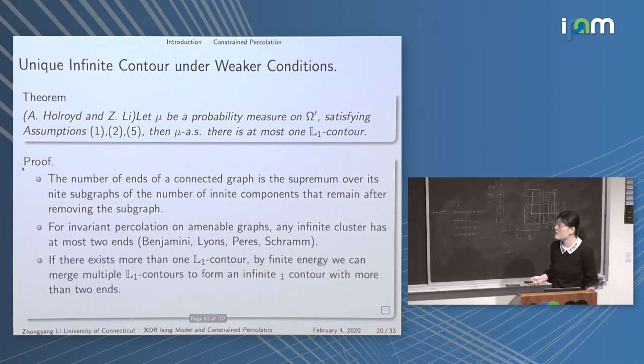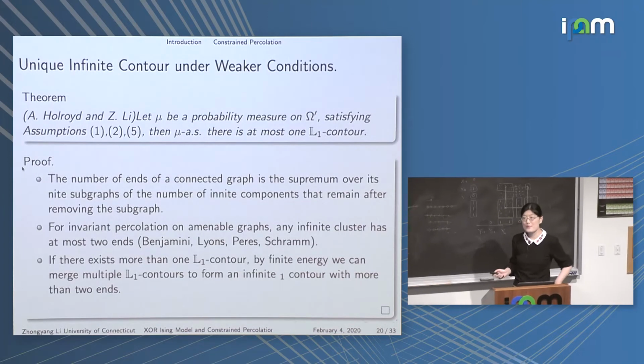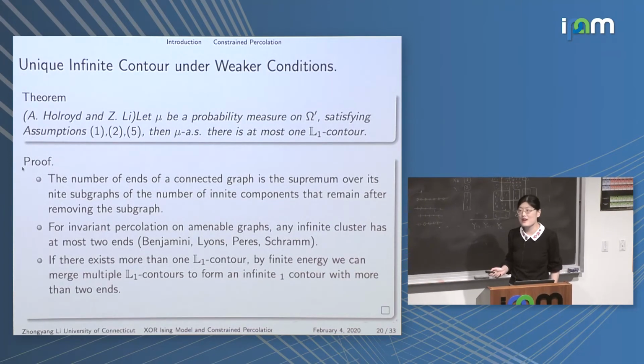Okay, so why is that? First of all, let's define the number of ends of an infinite graph. We have a finite graph, we remove it from the infinite graph, and count the total number of infinite components after removing this finite subgraph. And then we compute the supremum over all such finite graphs, and this number is the number of ends. In particular, the two-dimensional square grid, hexagonal lattice, or triangular lattice is a graph of one end. If we consider a regular tree with degree greater than or equal to 3, it's a graph of infinitely many ends. And a straight line, a tree of degree 2, is a graph of 2 ends.